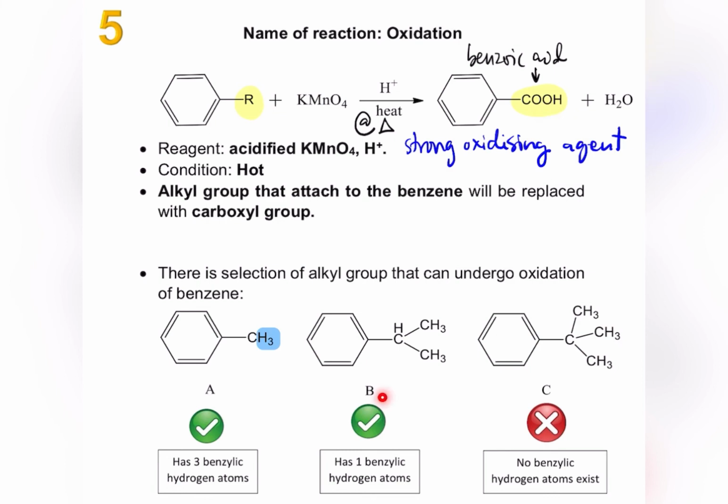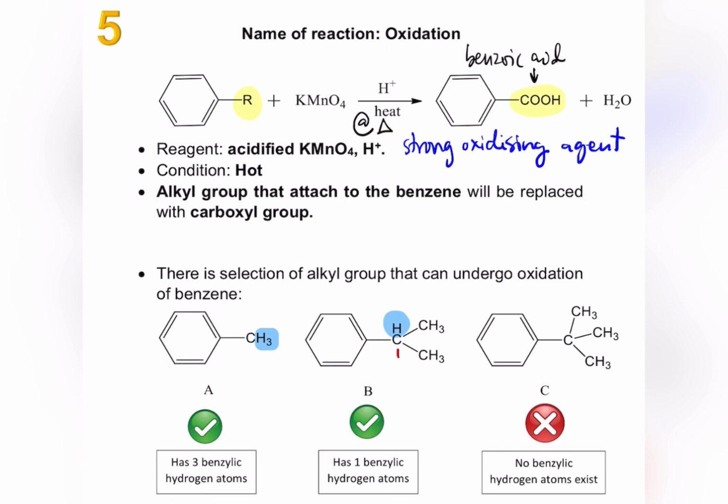However, if I have a different structure, B, you have benzene attached to an isopropyl group. For this isopropyl, we will focus on the carbon that is attached directly to the ring. This carbon, I'm going to give the number 1. This carbon number 1 has 2 methyl groups and 1 hydrogen. If you take a look carefully, in order for alkyl groups attached to the benzene to undergo oxidation, that alkyl group must have a benzylic hydrogen atom. So in this case, structure B, you still have one left, so the reaction can progress from isopropyl benzene to form benzoic acid.